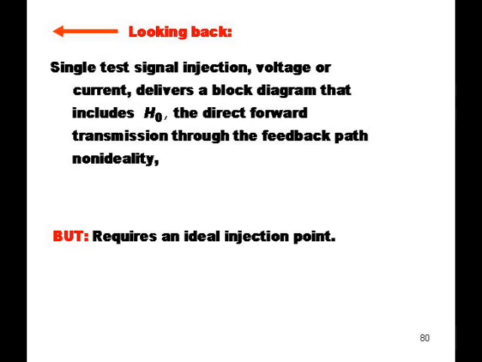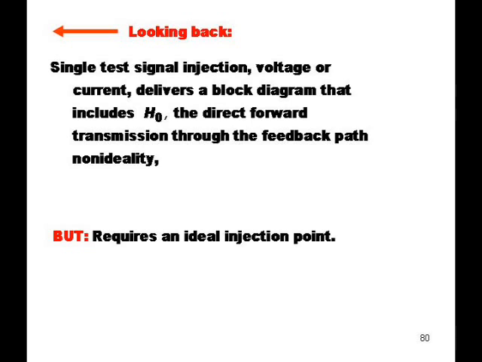Where we stand right now is single test signal injection, either voltage or current, delivers a block diagram that includes the H0, which is one of the non-idealities, namely direct forward transmission, the wrong direction, so to speak, through the feedback path, which provides a non-zero output, even though the forward path gain goes to zero at infinite frequency. The limitation of that approach is that it requires an ideal injection point, which of course never exists in a real circuit model.